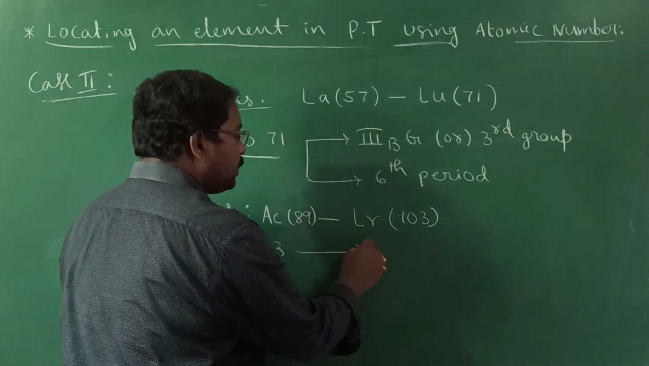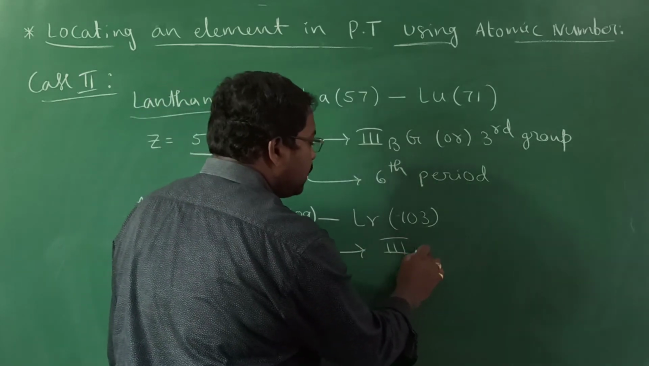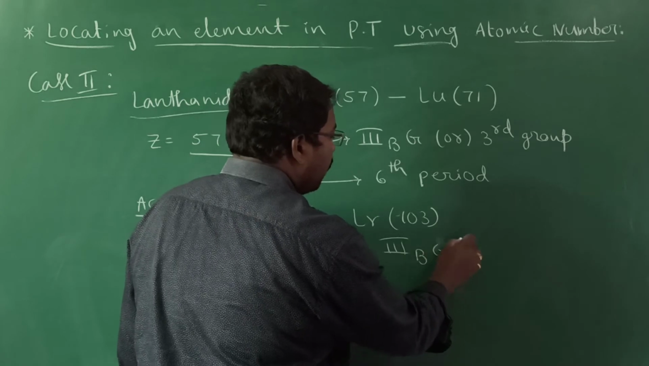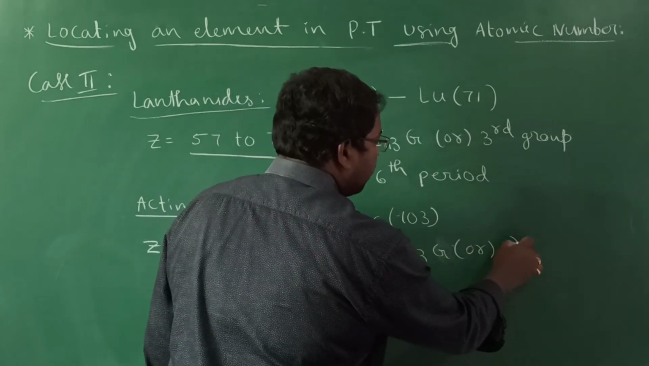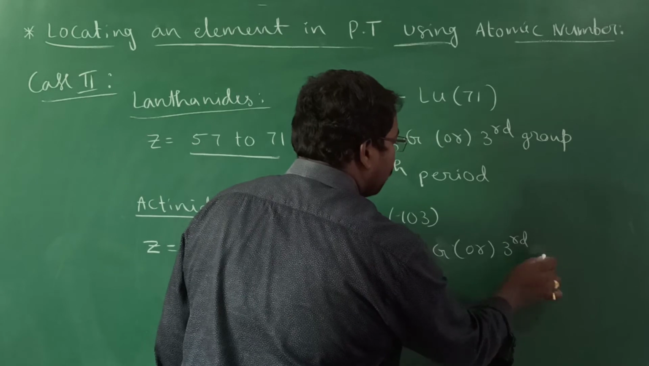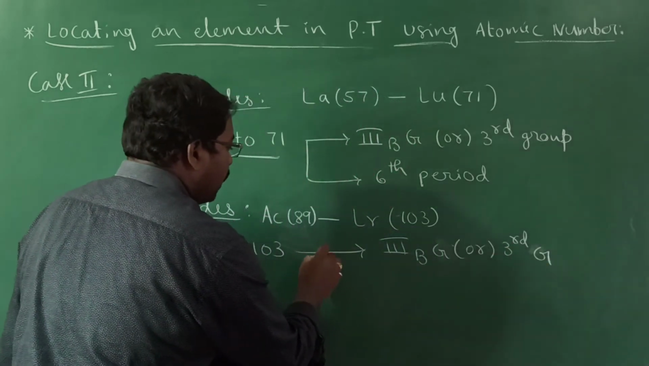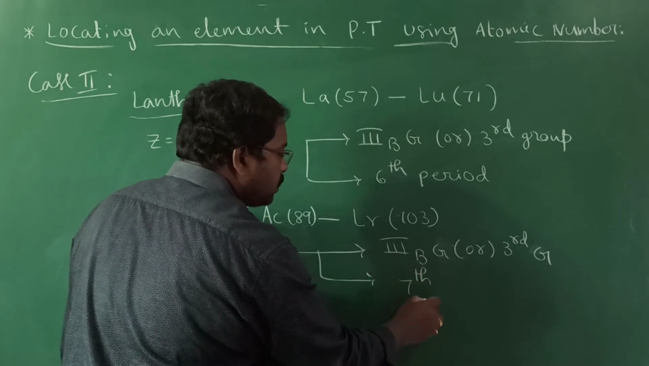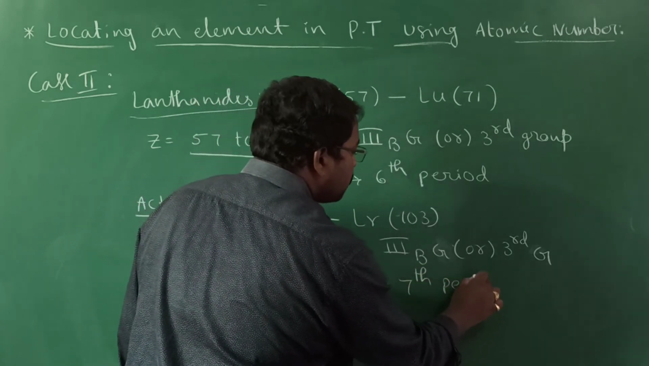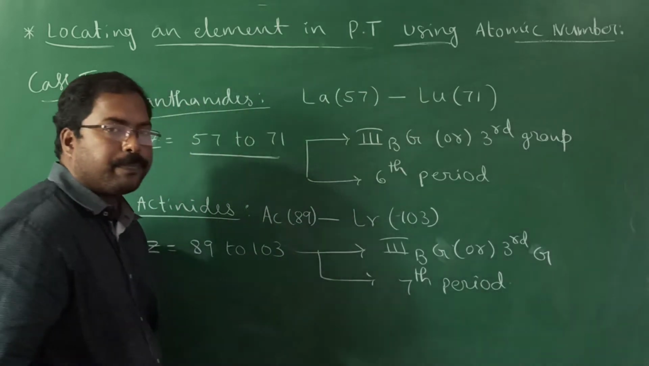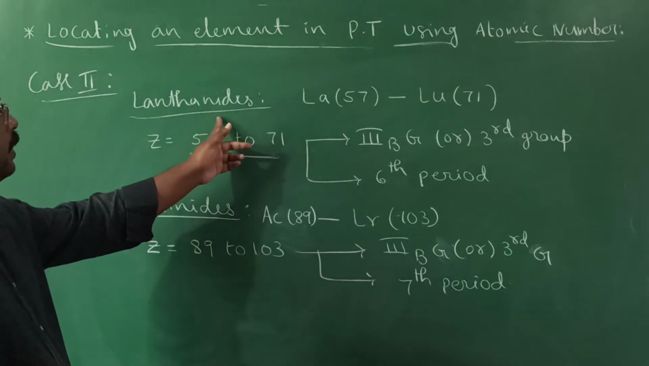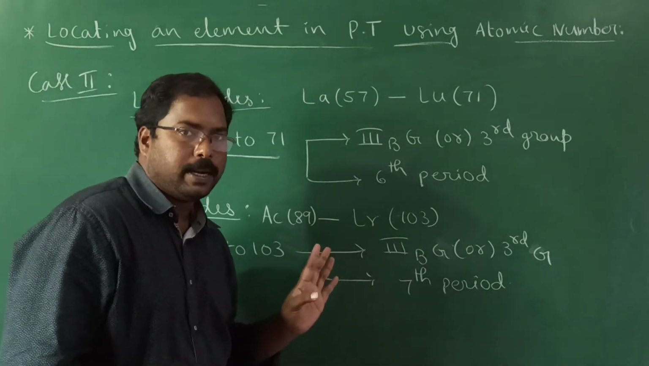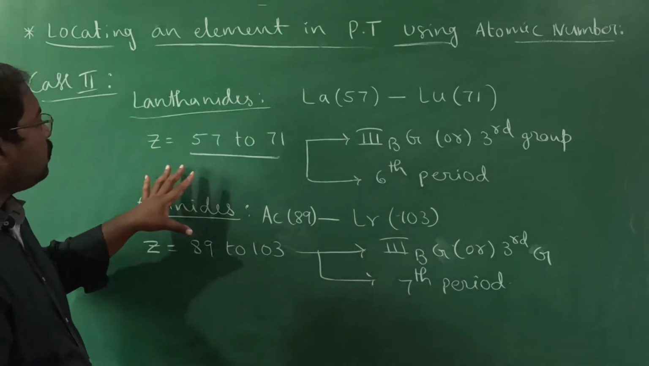In these cases also, if you observe the location, it is the same. They belong to the third B group, or the third group. In the periodic table, lanthanoids belong to the sixth period, but these elements belong to the seventh period. Lanthanoids belong to the sixth period, actinides belong to the seventh period. So remember these two.